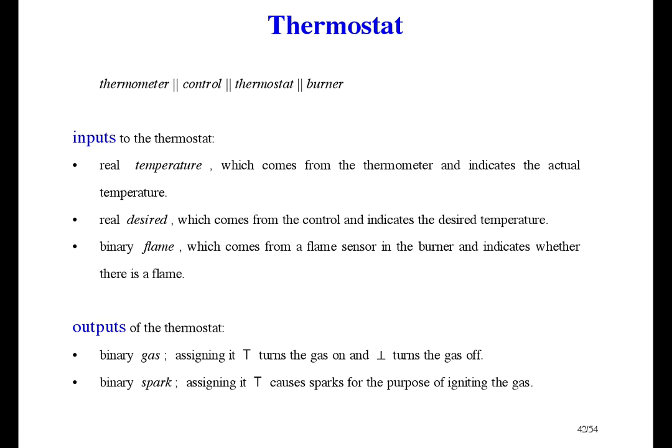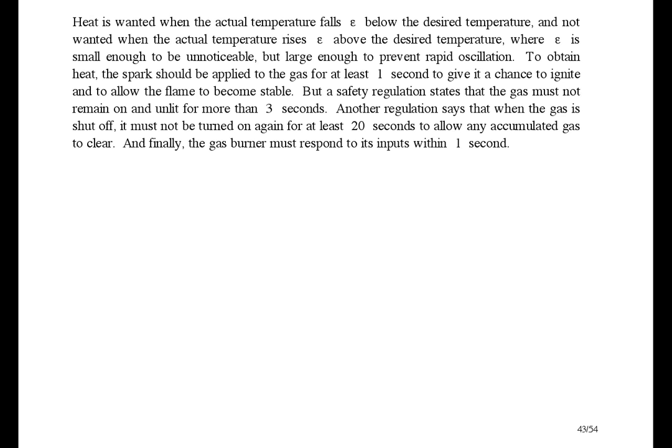Now, let me read the specification, which is written informally. Heat is wanted when the actual temperature falls epsilon below the desired temperature, and not wanted when the actual temperature rises epsilon above the desired temperature, where epsilon is small enough to be unnoticeable, but large enough to prevent rapid oscillation. To obtain heat, the spark should be applied to the gas for at least 1 second to give it a chance to ignite and to allow the flame to become stable.